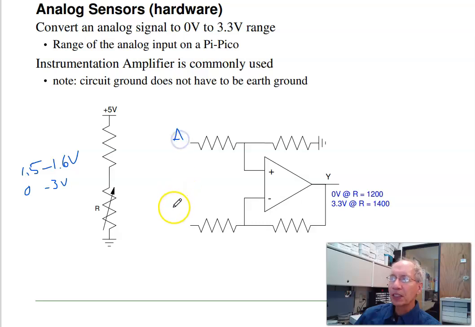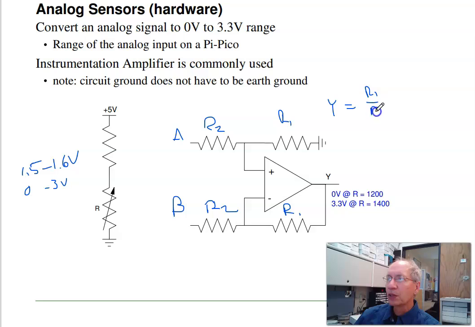So what this one does is the gain is R1 over R2 times A minus B. So the Y is R1 over R2 times A minus B. That's a differential amplifier. If I want to do this, essentially what I want to do is have a gain, put 1 volt becomes 3 volts. I want a gain of 30. I want the output to be 0 when the input is 1.5.